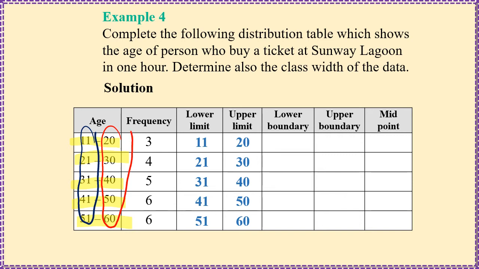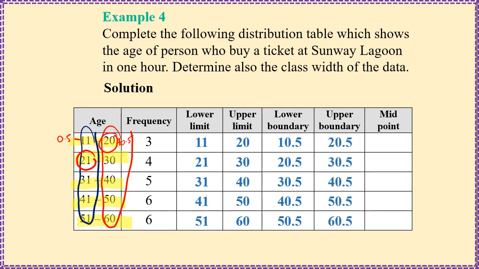For the lower boundary, we need to subtract 0.5, because if 20 is added to 21, divided by 2, it will be 20.5. So for the lower boundary, we subtract 0.5. The lower boundaries here will be 10.5, 20.5, 30.5, 40.5, 50.5. And for the upper boundary, we add 0.5: 20.5, 30.5, 40.5, 50.5, and 60.5.